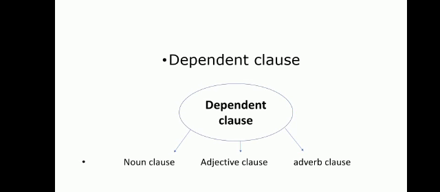Now come on to the dependent clauses. As I have already told you, girls, dependent clauses are the clauses which depend on another clause to be understood. These dependent clauses are of three kinds. Number one, noun clause. Number two, adjective clause. Number three, adverb clause.